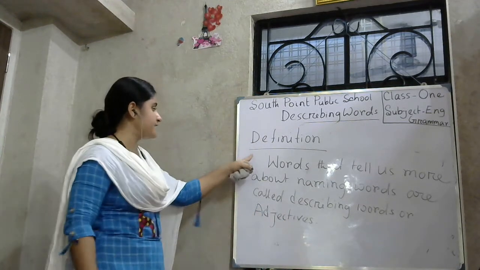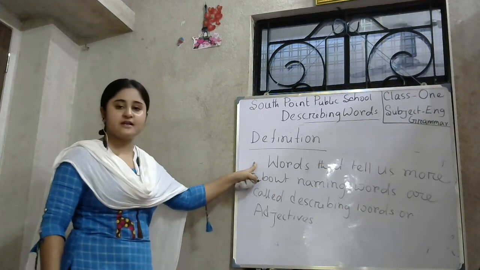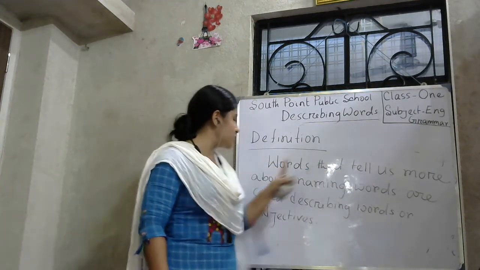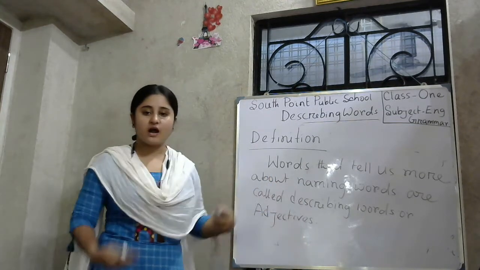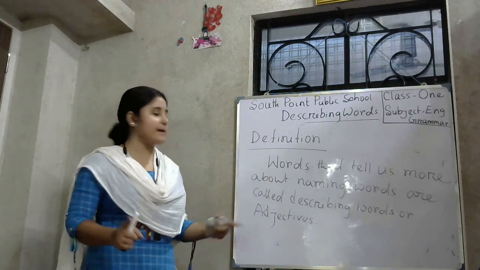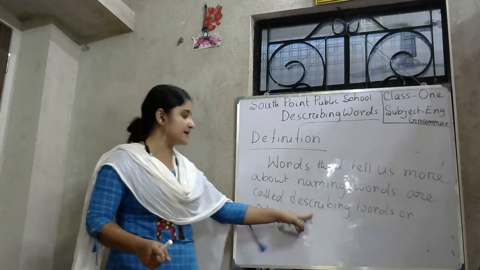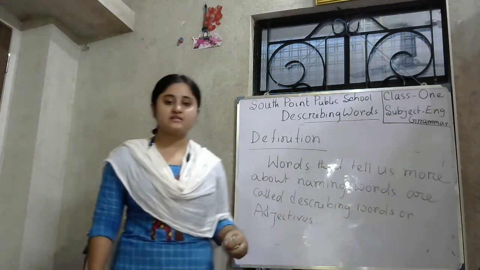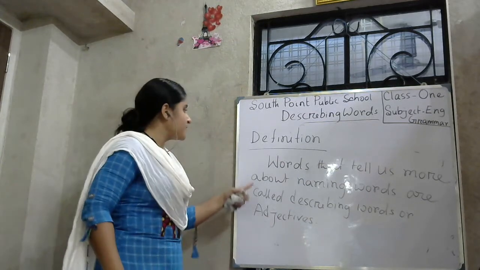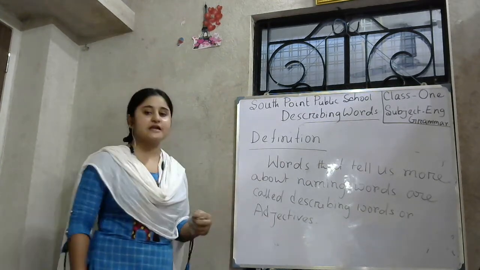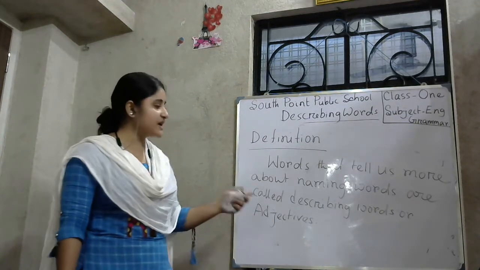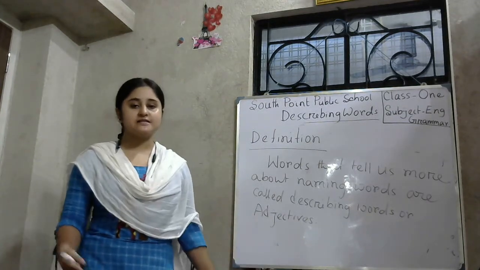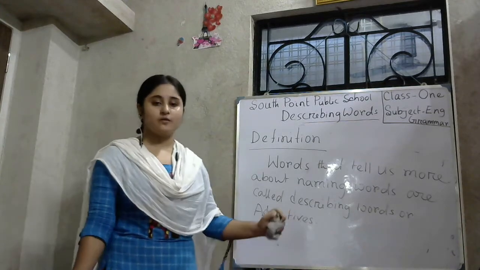So look at the definition of describing word. Words that tell us more about naming words are called describing words or adjectives. You have learned the examples of describing words, as you can see. There are some examples like big elephant. Here big is a describing word because big tells about the size of the elephant.